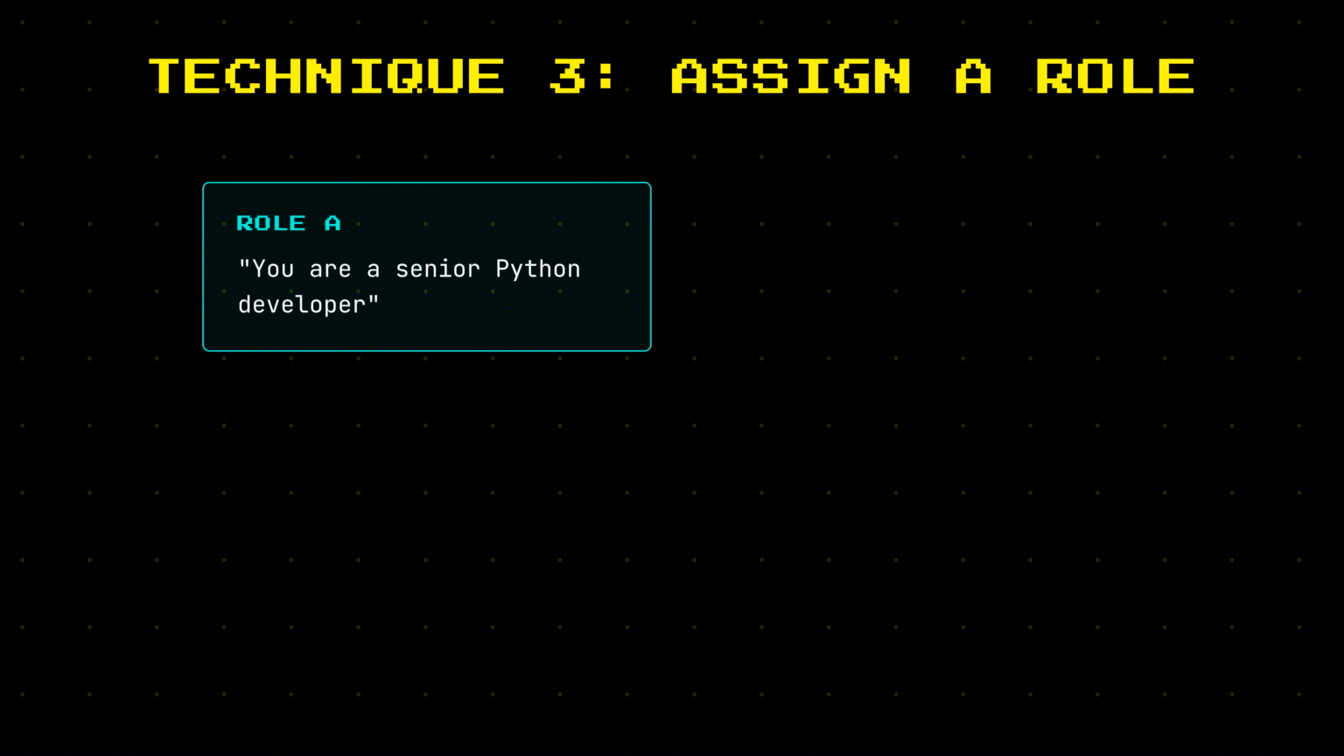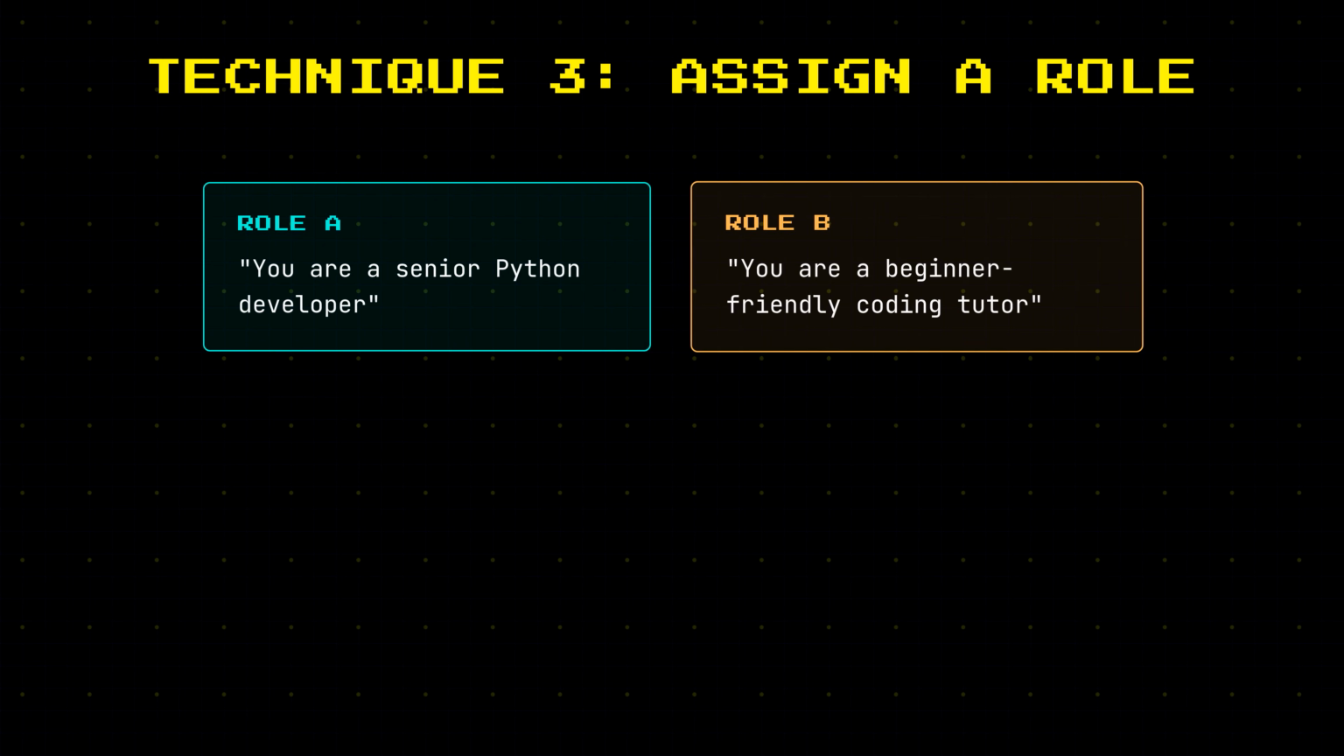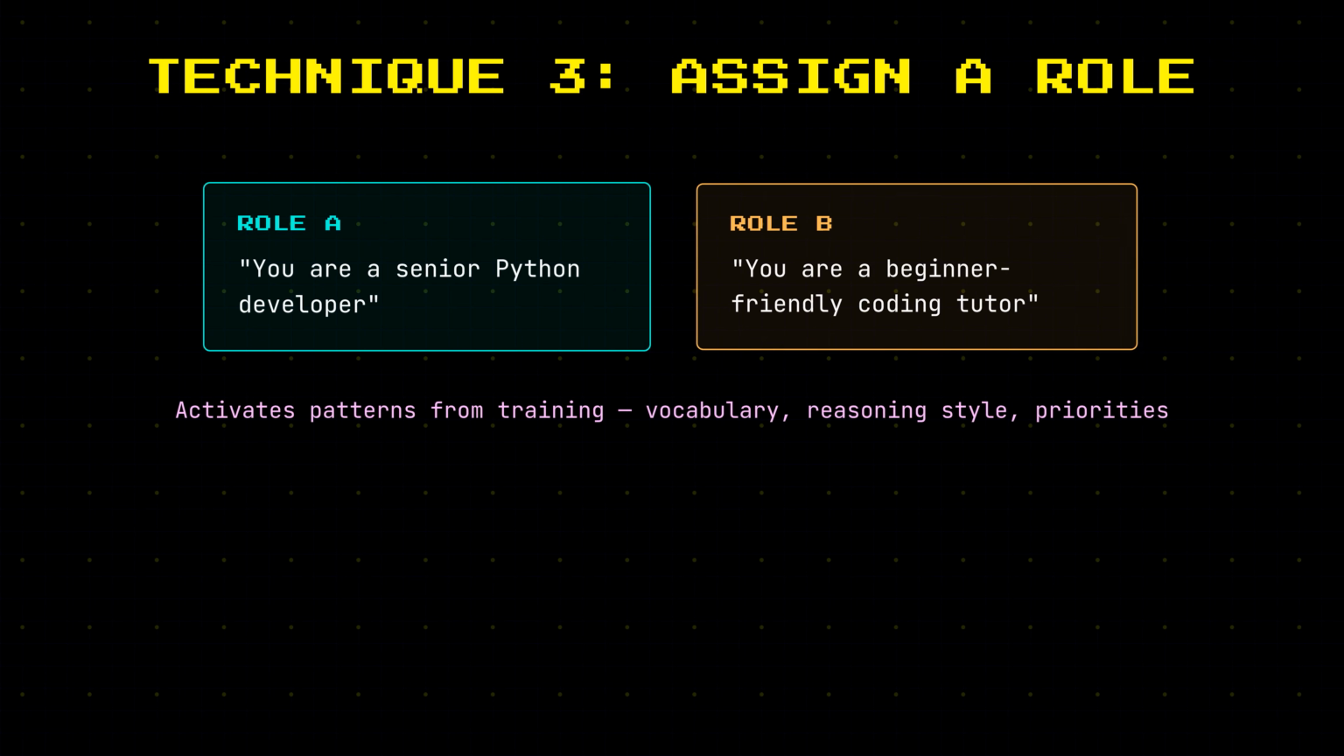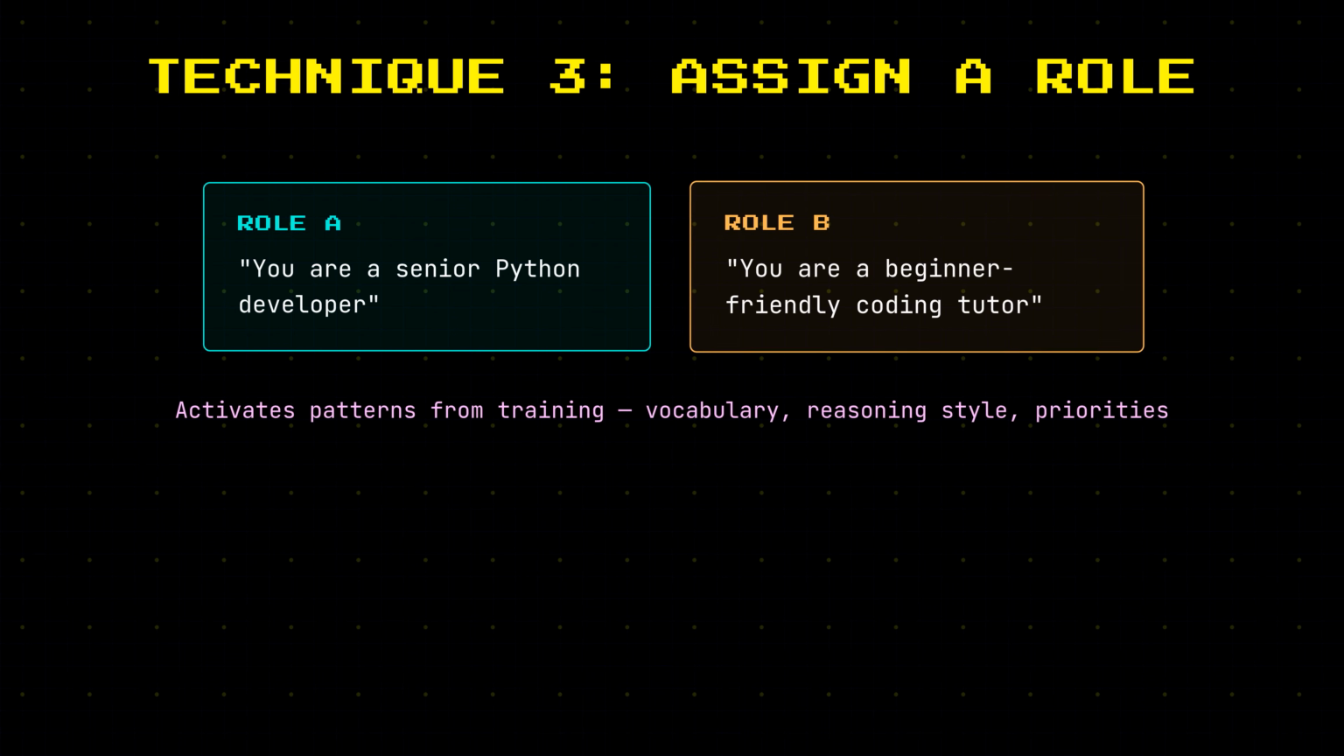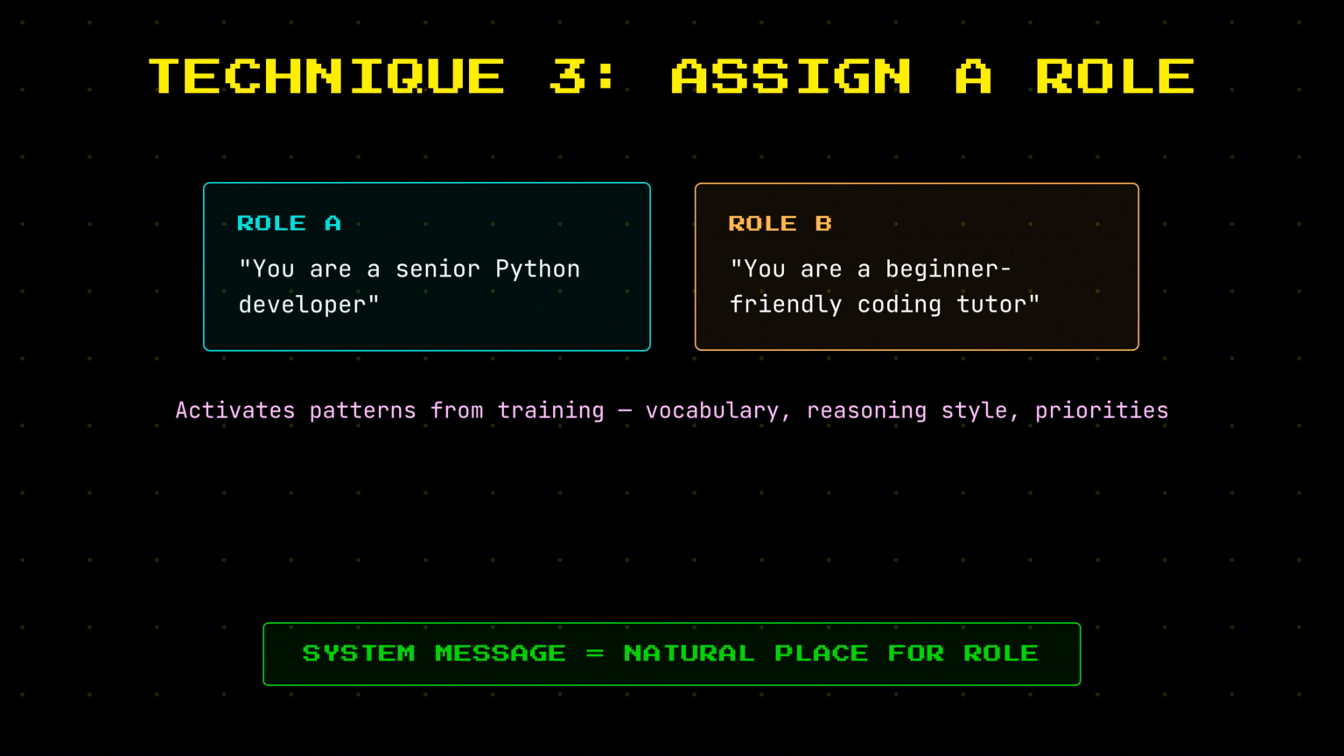"You are a senior Python developer" produces different code than "you are a beginner-friendly coding tutor." This isn't just a tone change. When you assign a role, you're activating a cluster of patterns from training: the vocabulary, the reasoning style, the priorities people in that role had when they wrote the text the model learned from. The system message is the natural place to put this.